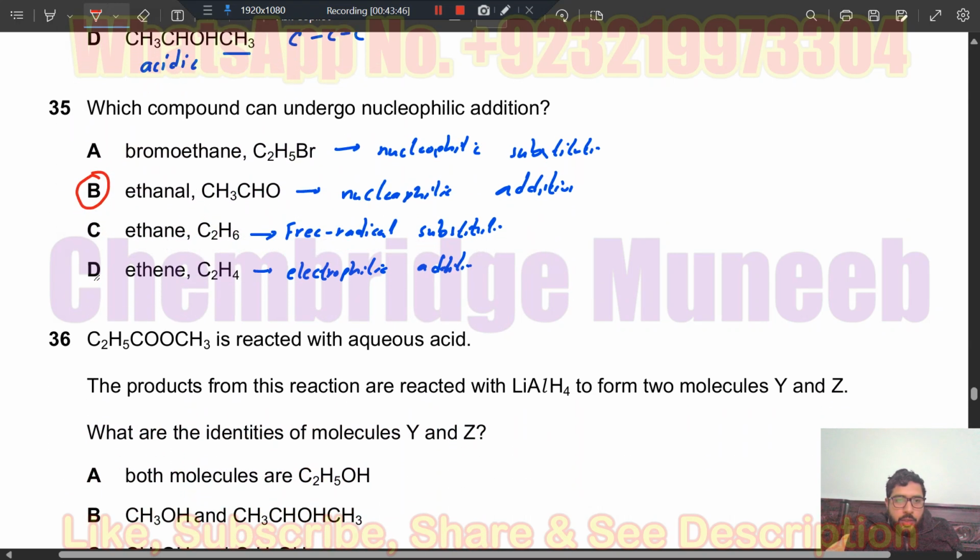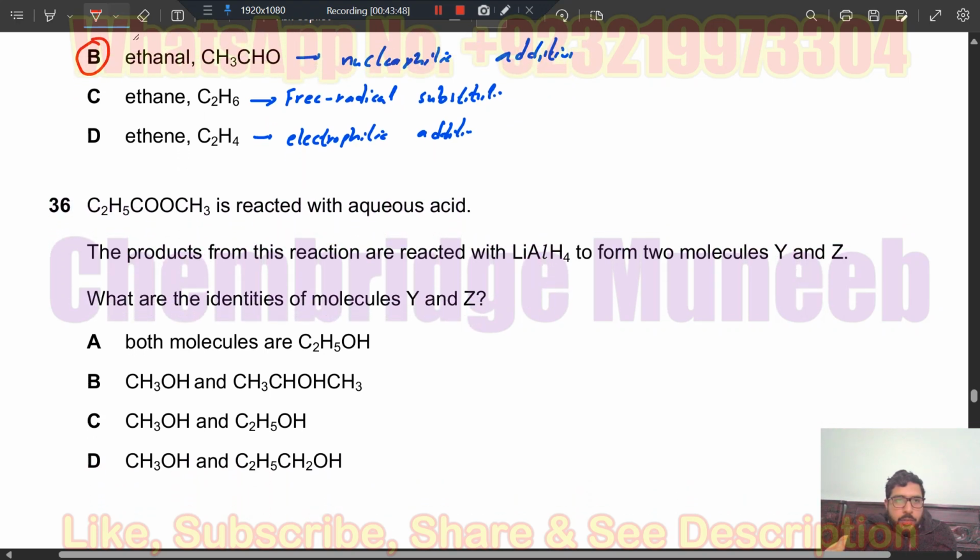Now question number 36. This ester reacts with the acid, and the product formed from this reaction is reacted with LiAlH4 to form two molecules Y and Z. We have to identify those. If we know that this reaction with the acid means it is the de-esterification reaction, which means it is breaking up of the ester compound to make the alcohol and carboxylic acid back from where the ester was produced.